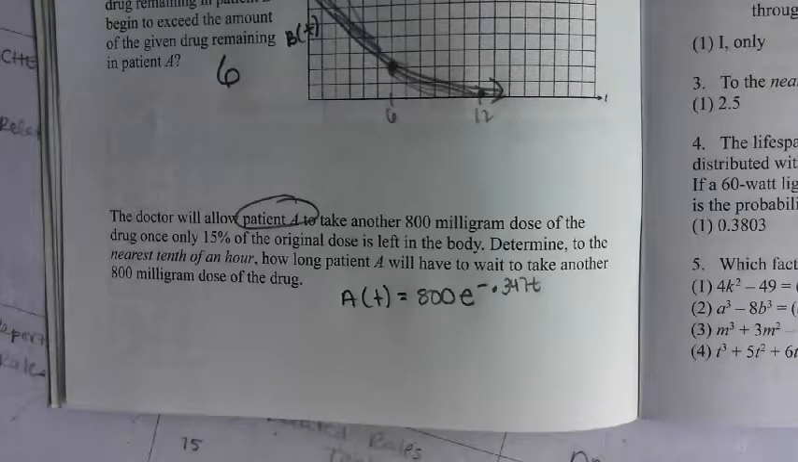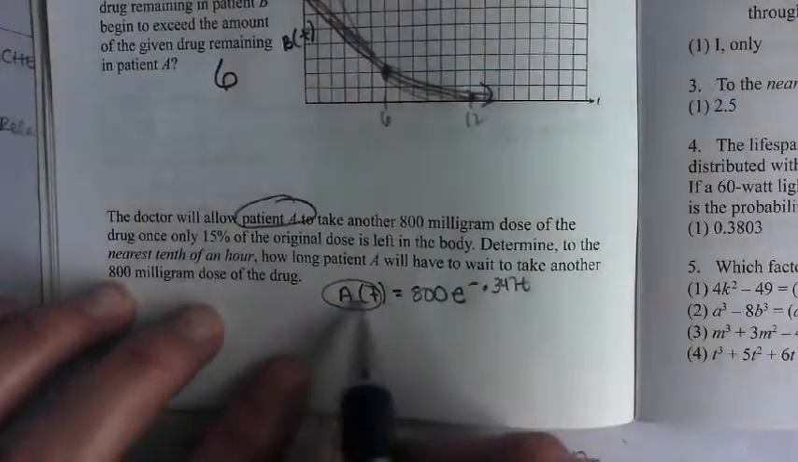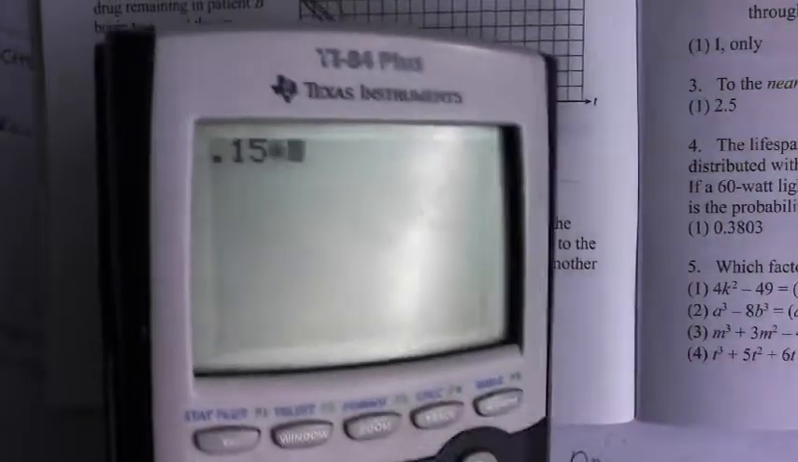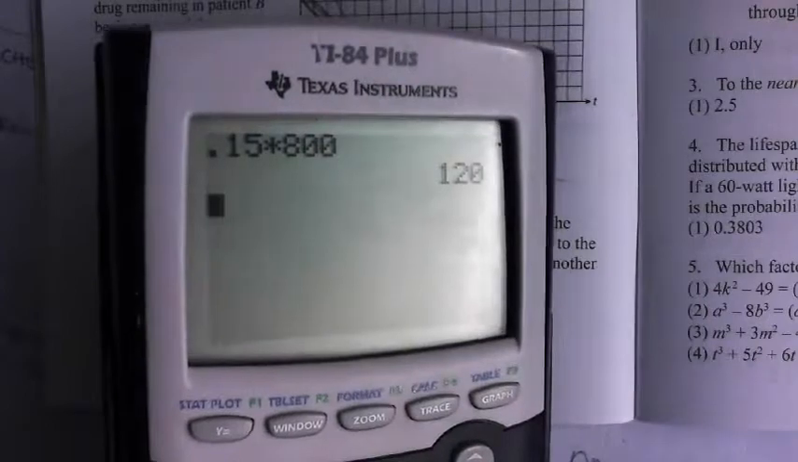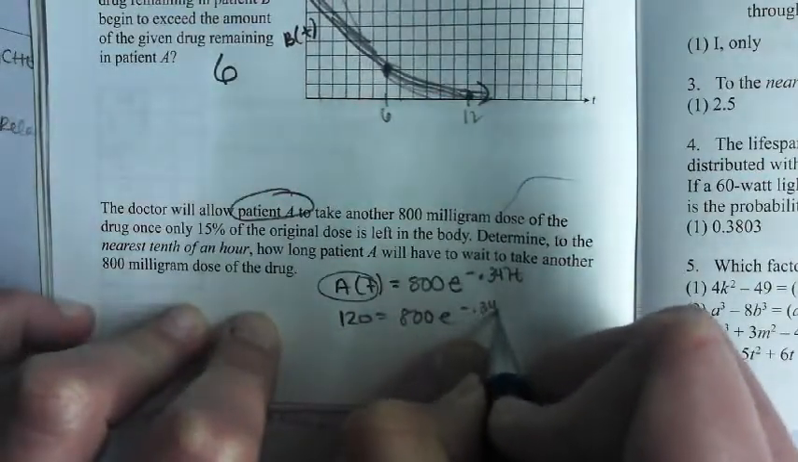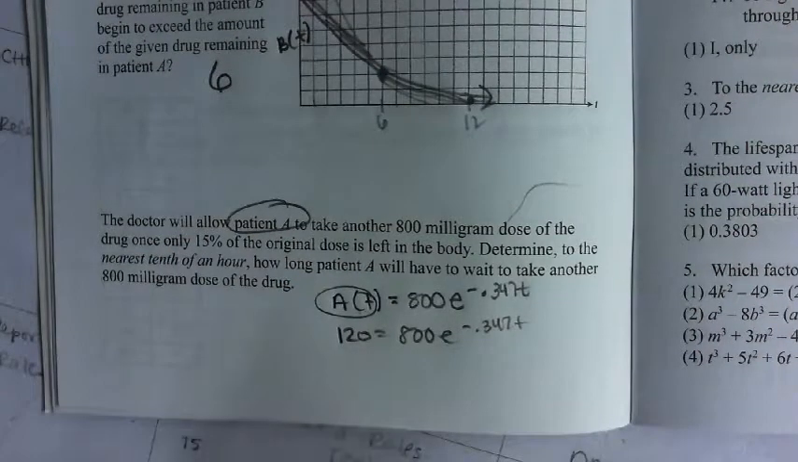The question was, what was the original dose of patient A? Yes, 800. So once only 15% of that is remaining, our final amount, we have to wait until that's 15% of 800. That's a little side calculation, little algebra one. 15% of 800 means we're waiting till there's 120 milligrams left. So we're just going to solve this formula and find out to the nearest tenth of an hour.